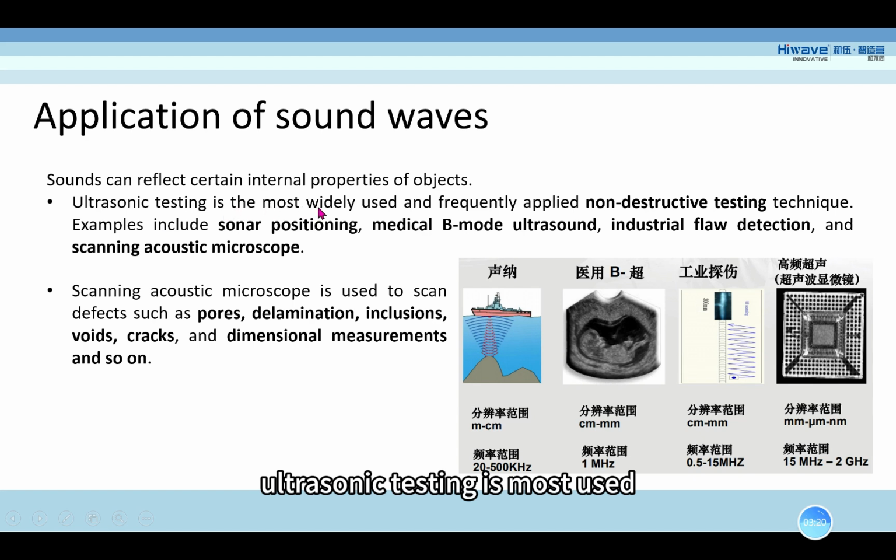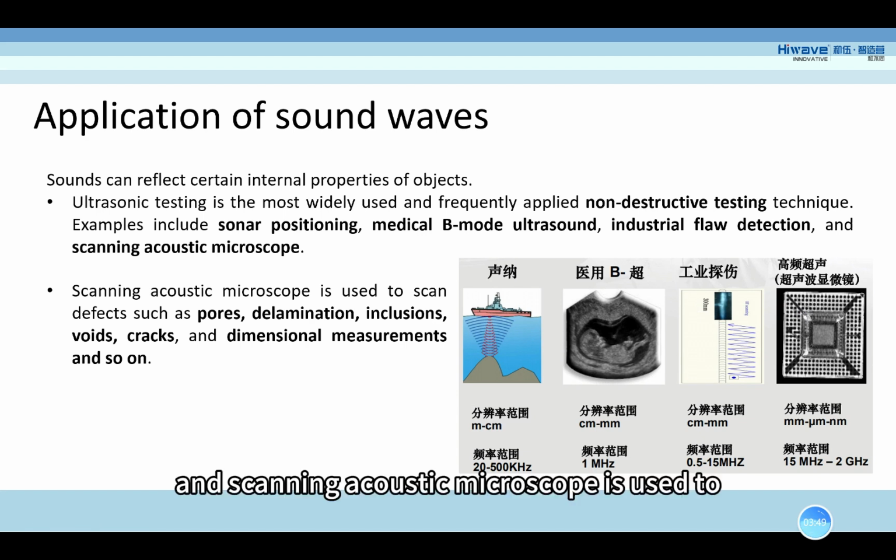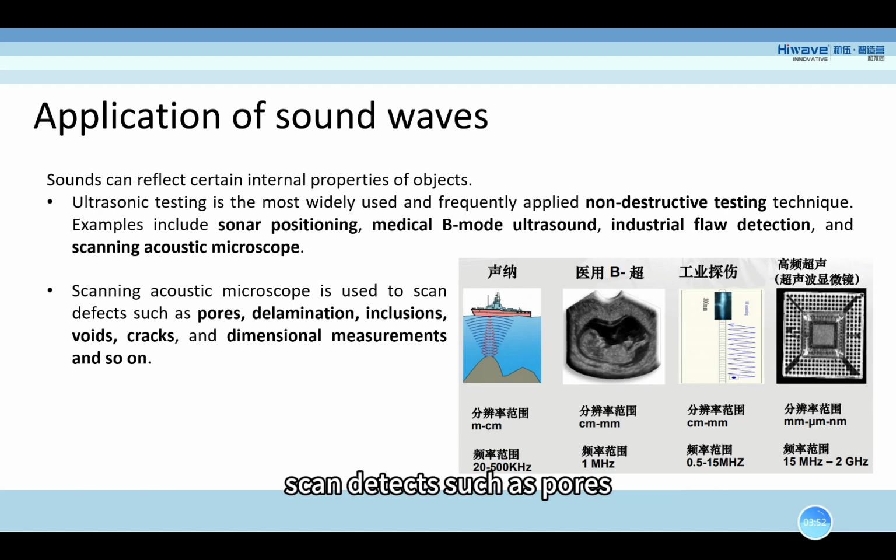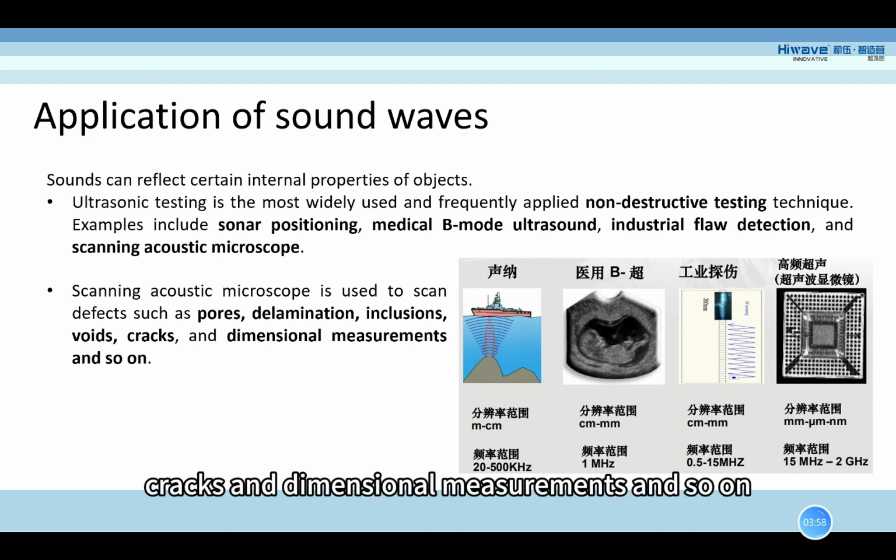Ultrasonic testing is the most used and frequently applied non-destructive testing technique. The examples include sonar positioning, medical bimodal ultrasound, industrial flaw detection, and the scanning acoustic microscope. And the scanning acoustic microscope is used to scan defects such as pores, delamination, inclusions, cracks, and dimensional measurements, and so on.